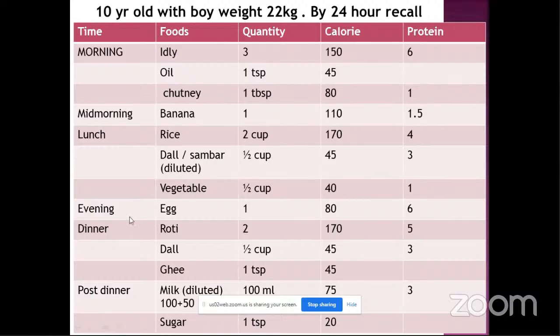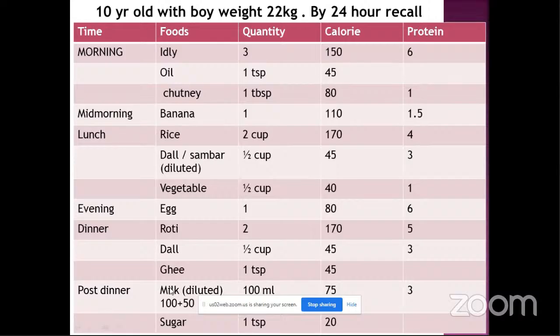At the evening snack, the child is taking an egg, 1 in number, and the kilocalorie will be 80, and then protein will be 6. Dinner, the child is taking roti with dal. Roti, the child is taking 2 rotis, and the kilocalorie will be 85 plus 85, 170, and then protein is 5. Dal, half cup, approximately 45, and then protein is 3. Ghee, any oil item, 45 will be your fixed value. So 1 teaspoon of ghee is going to produce 45 kilocalorie.